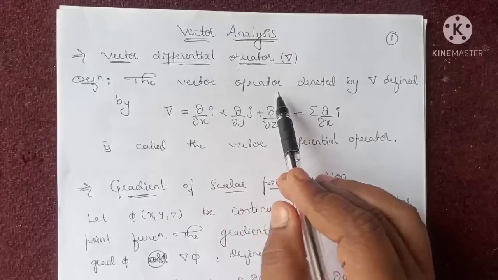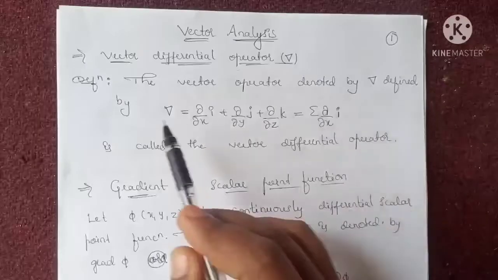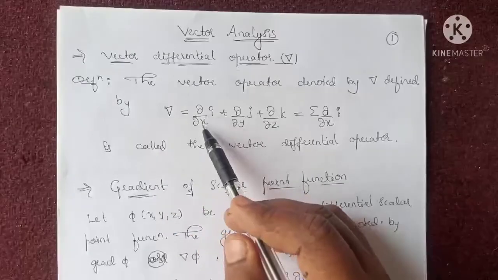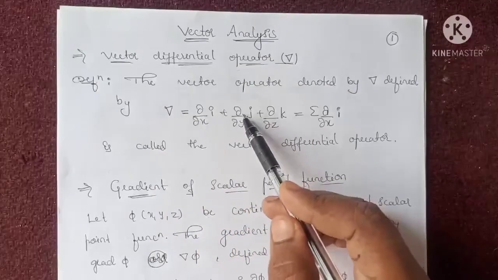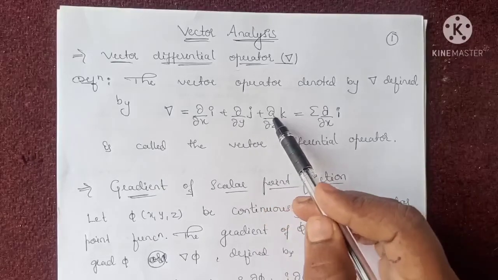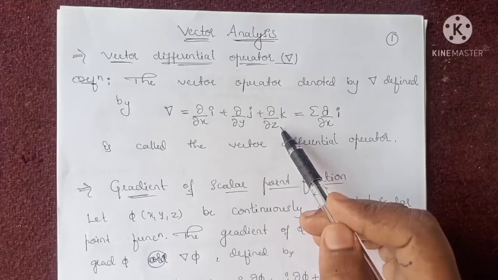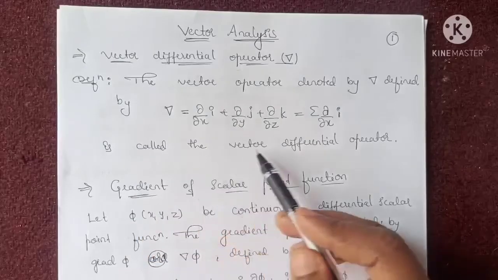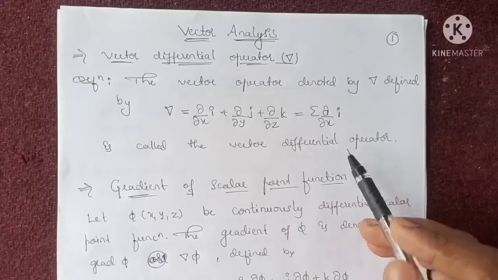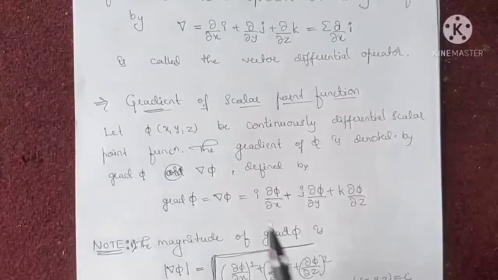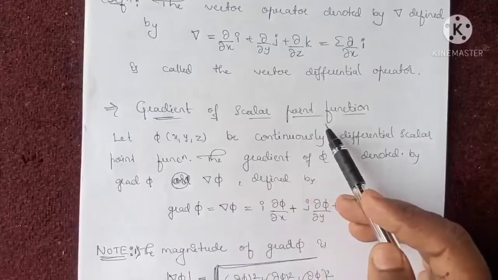The vector operator denoted by del, defined by del equals dou by dou x i plus dou by dou y j plus dou by dou z k, is called the vector differential operator. Next, gradient of a scalar point function.